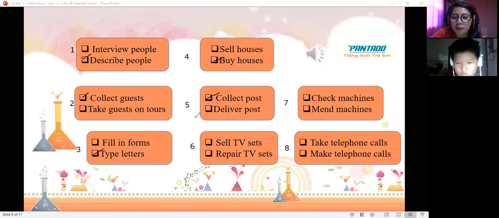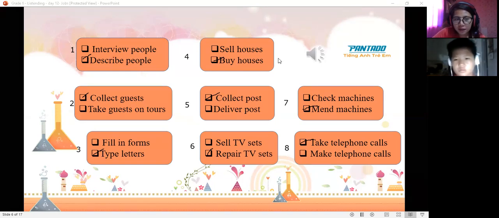How about number six? Is it sell TV sets or repair TV sets? It's repair TV sets. How about seven, check machines or mend machines? Yes, mend machines. How about eight, take telephone calls or make telephone calls? Take telephone calls. Okay, so now, Dang, you finished answering these eight questions. So now we will find out if your answers are correct, okay?